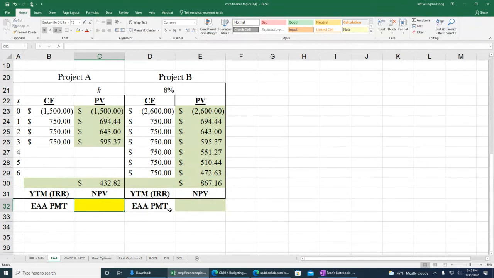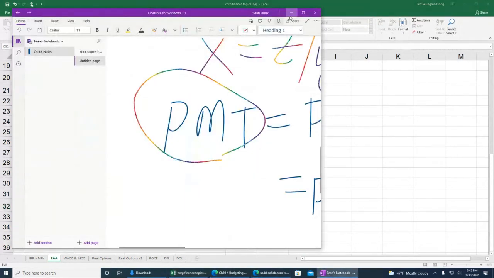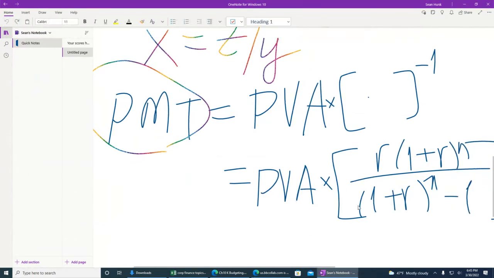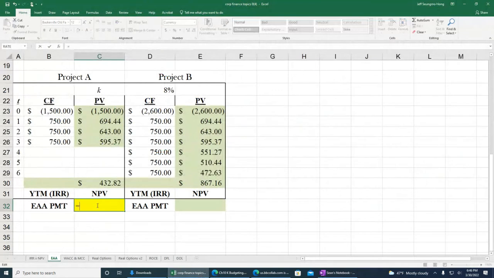So using the formula, right? What was the formula? If you remember, the formula is present value of annuities times R times 1 plus R to the n, over 1 plus R to the n minus 1. So that will be exactly built in there.